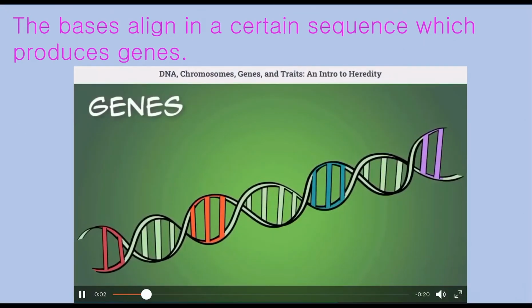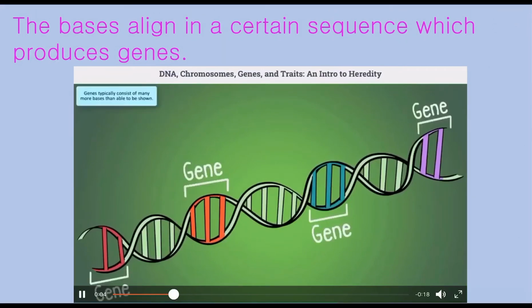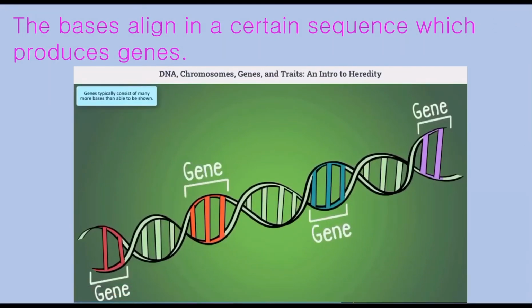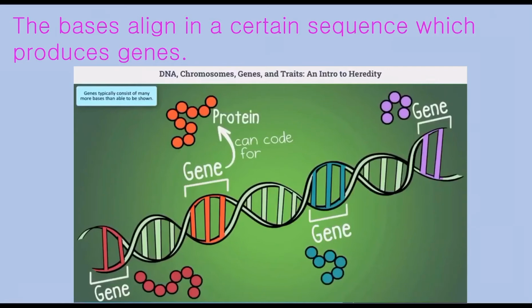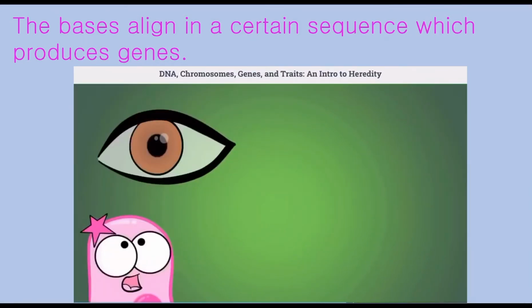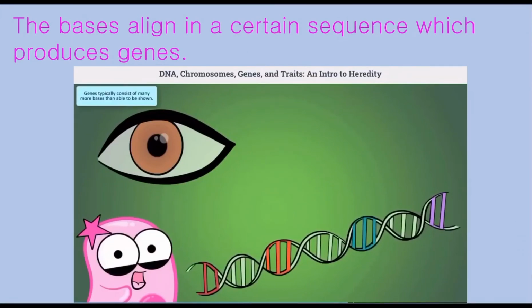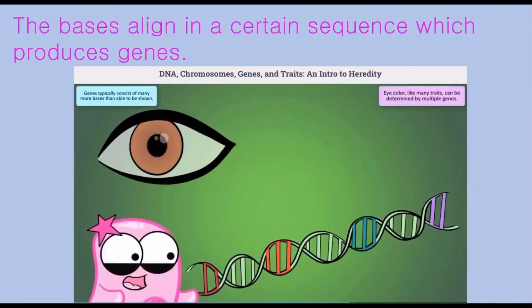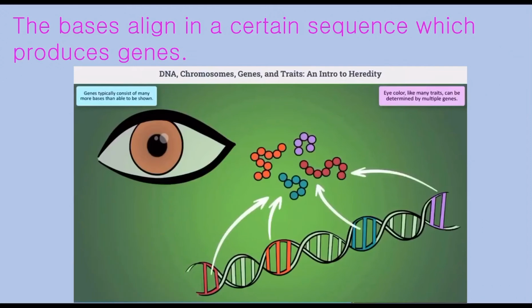We can say, for example, that this part of the DNA here makes up a gene. Genes can code for proteins. Proteins have a huge role in expressing a trait. For example, let's consider your own eye color. Human eye color is actually pretty complex. It's determined by many genes. The genes can code for proteins involved in producing the eye color pigment.